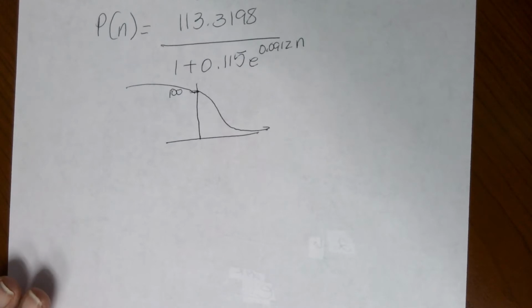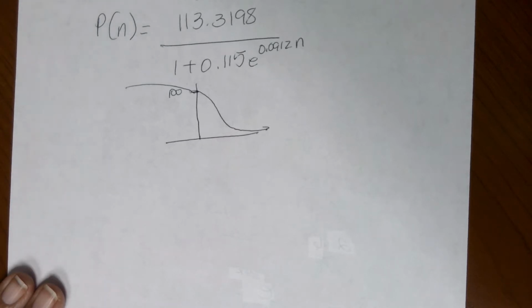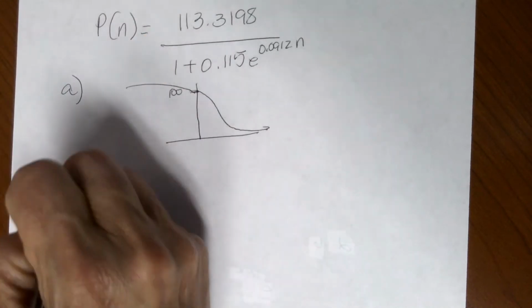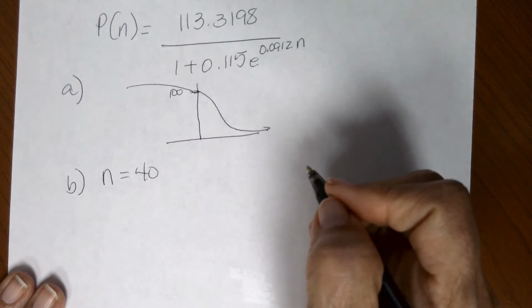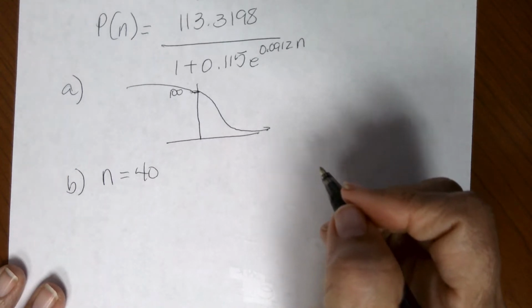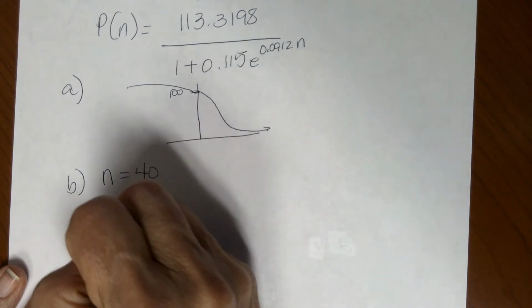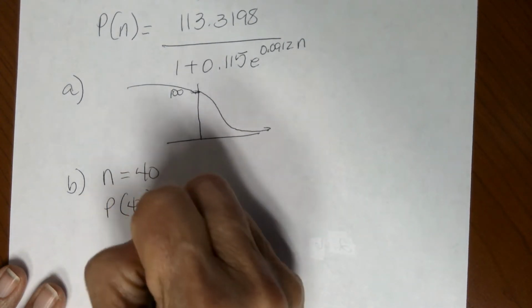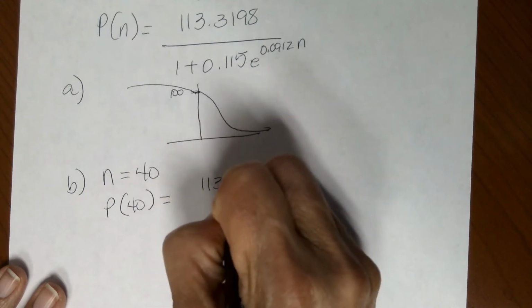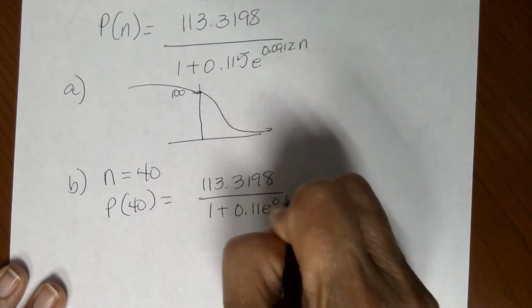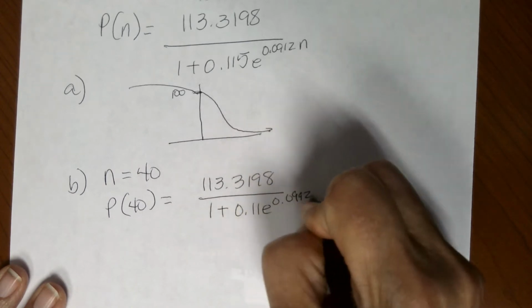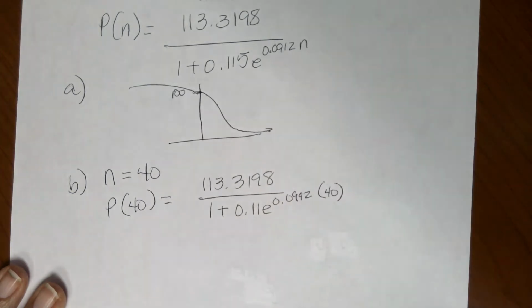Part B is asking us, in a room of n equals 40 people, what is the probability that no two share the same birthday? So we're using 40 in the place of n, and we're doing the actual calculation, putting 40 in the place of that n.